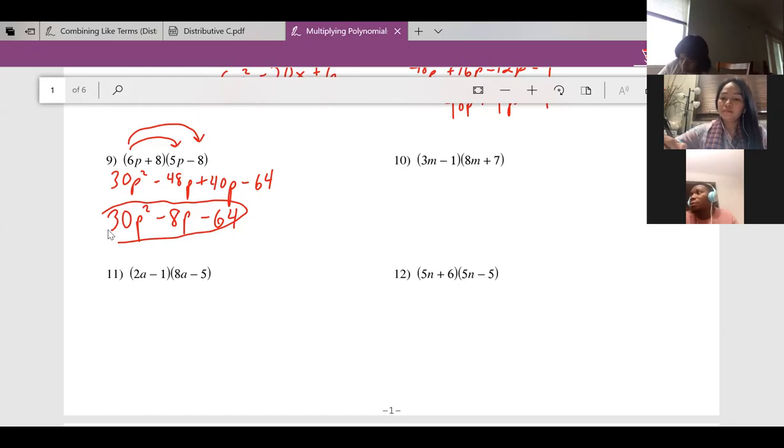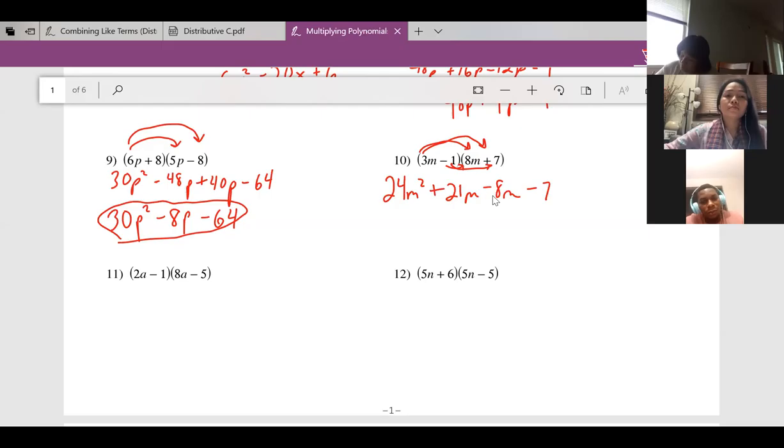And here's number 10. I'm going to distribute 3m times 8m, and hopefully you'll get 24m squared. Then distribute 3m over to 7, and you should get 21m. And then your next pair of numbers to distribute is negative 1 times positive 8m, and that becomes negative 8m. A negative times a positive is a negative. And negative 1 times positive 7 changes it to negative 7. Then my like terms are any numbers with just m. So I can put 21m and combine it with negative 8m to equal 13m. Negative 7 stays the same, and 24m squared stays the same. And that's your answer to number 10.